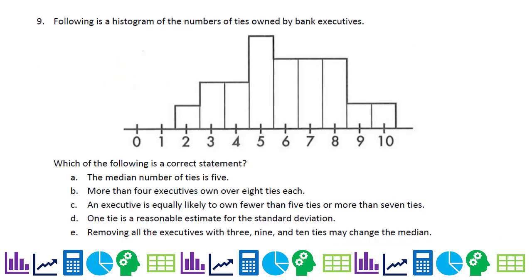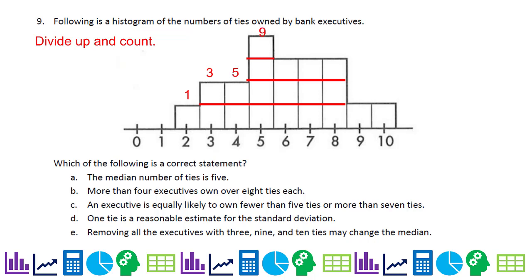Number 9. Following is a histogram of the number of ties owned by bank executives. Which of the following is a correct statement? So I'm going to go ahead and divide this up and count roughly how many cells I have in it. So in that first column, I have 1, and then I add 2 more. I'm up to 3, 5, 9, 12, 15, because 12 plus 3 is 15. And then now I'm up to 18, and finally I get a total of 20 data points. So that should work pretty well, right? My median should be between data point 10 and 11.